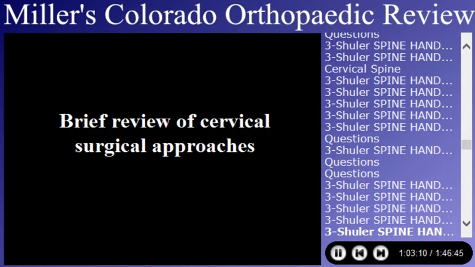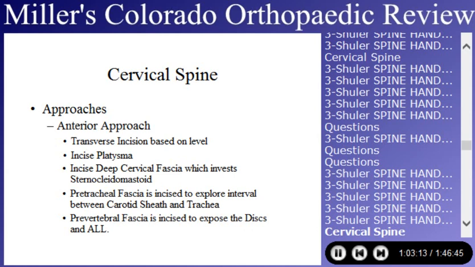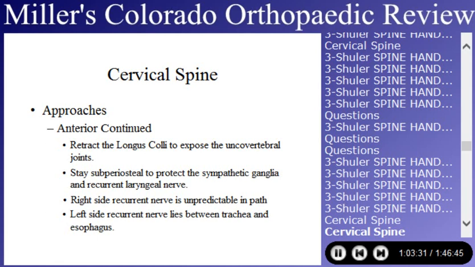Brief review of cervical approaches, and we're not going to cover too much on this. Anterior approach: incise the platysma at the level you're going to work. Incise the deep cervical fascia, investing the sternocleidomastoid. The pretracheal fascia is then incised. You go between the space of the carotid sheath and trachea, and then you have the prevertebral fascia exposed. Retract the longus colli to expose the uncovertebral joint. Stay subperiosteal to protect the sympathetic ganglion and recurrent laryngeal nerve. Don't forget the recurrent laryngeal nerve is unpredictable in path on the right-sided approach. The left side lies between the trachea and the esophagus.